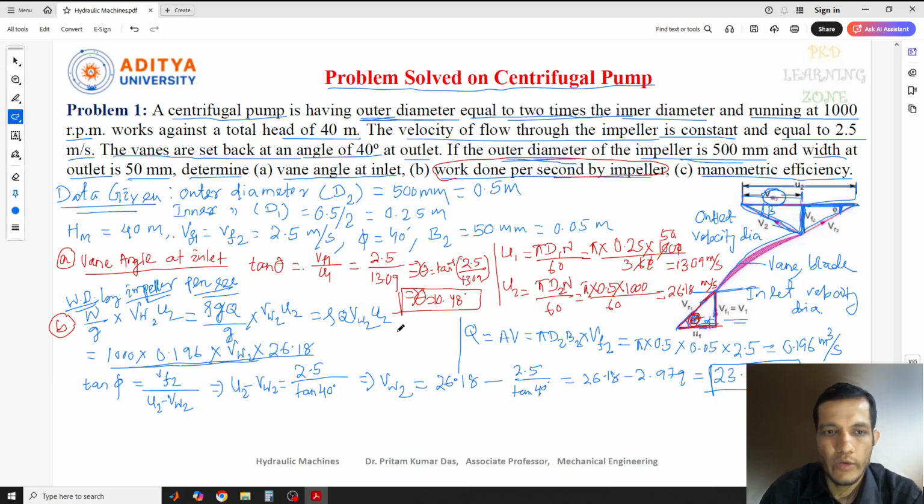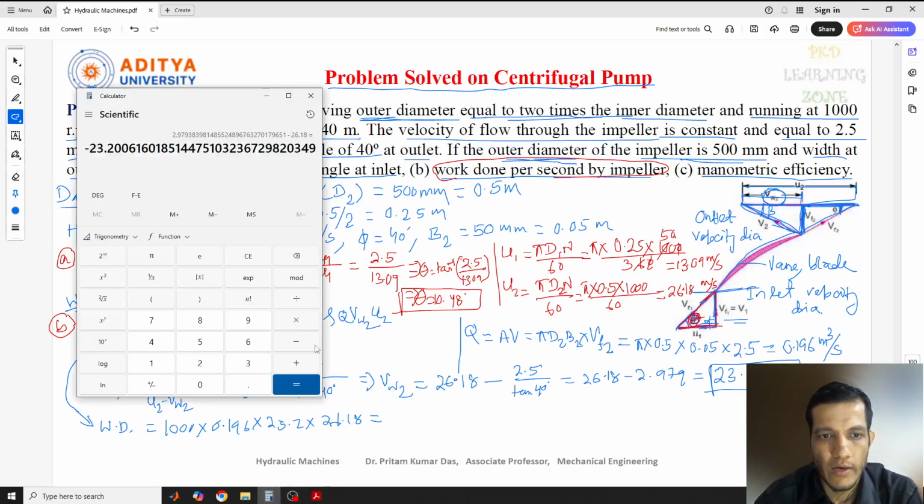Now this value we need to keep in this equation, correct? So now again, what we can write, work done by the impeller per second is equal to, this is 1000 into 0.196 into, this is 23.2 into, this is 26.18. Finally we'll get the value now.